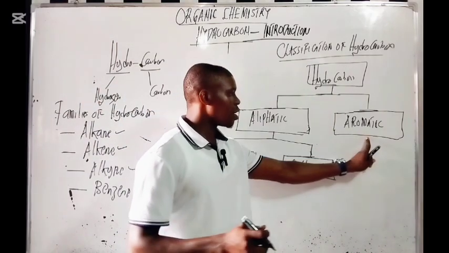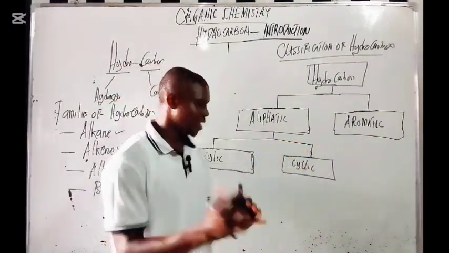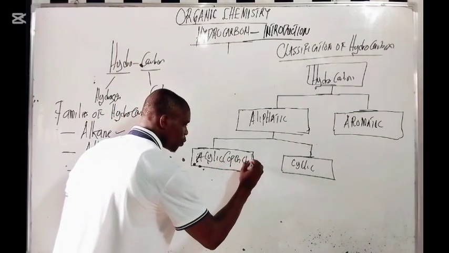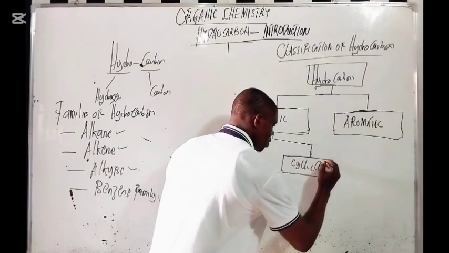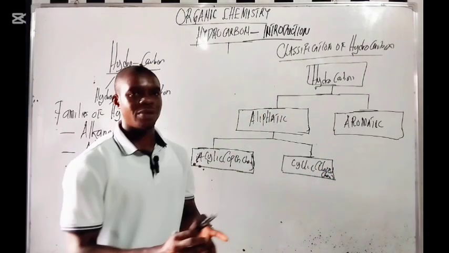When we talk about acyclic, acyclic means open chain, while cyclic means closed chain. In general, please look at something here.